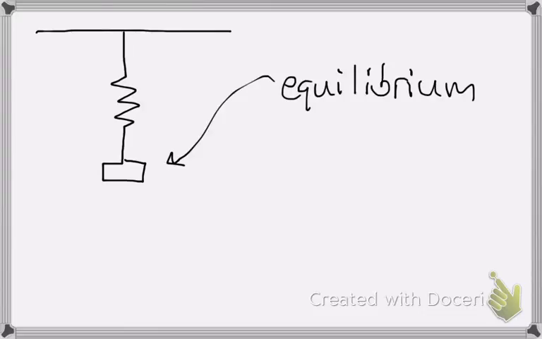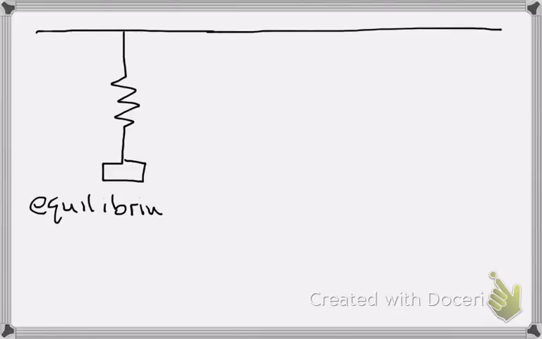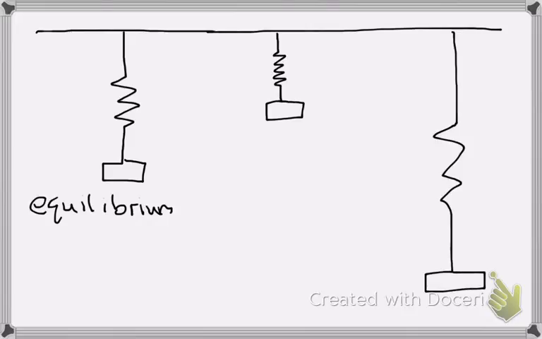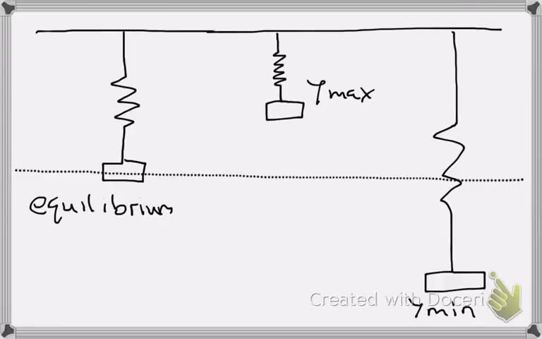Alright, so here's our equilibrium point, and that's where we're going to say y is 0. Let me write that over here. So then it's going to go up to some extreme and down to some extreme, and it's going to be a y max and a y min, and it's going to go equidistant away from the equilibrium point. And I know it's not drawn to scale, but let's just assume that it is, that y min and y max are the same distance away from the dotted line.